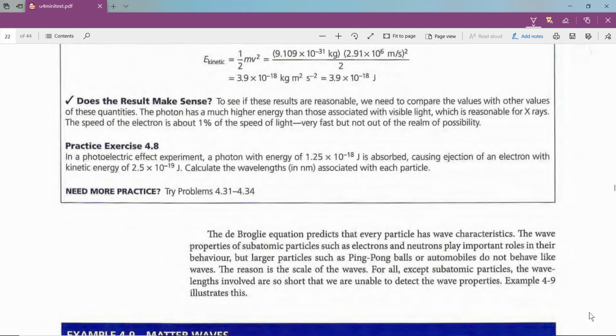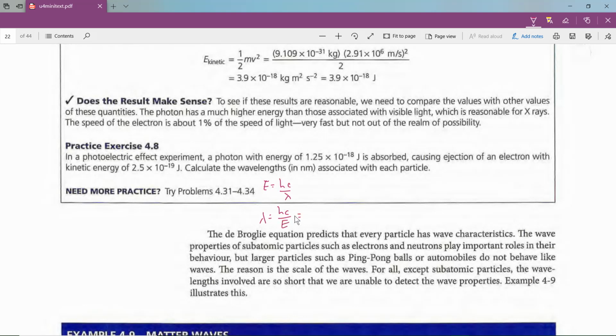Okay, practice 4.8. In a photoelectric experiment, a photon with energy of 1.25 × 10^-18 joules is absorbed, causing ejection of an electron with a kinetic energy of 2.5 × 10^-19 joules. Calculate the wavelengths associated with each particle. Yeah, we can do that for practice. So the photon's energy is 1.25 × 10^-18. So that's E equals hc over lambda. So lambda is hc over E. And let's just punch it out here.